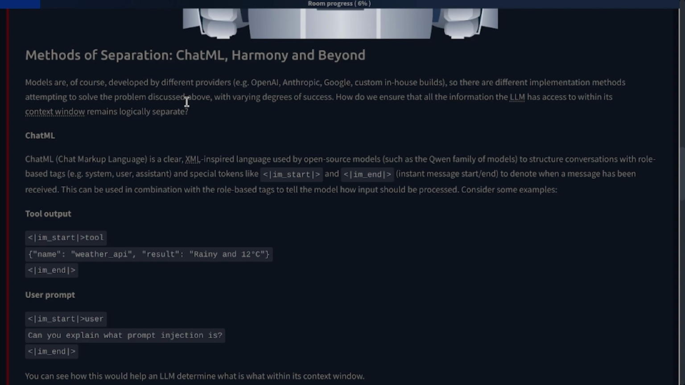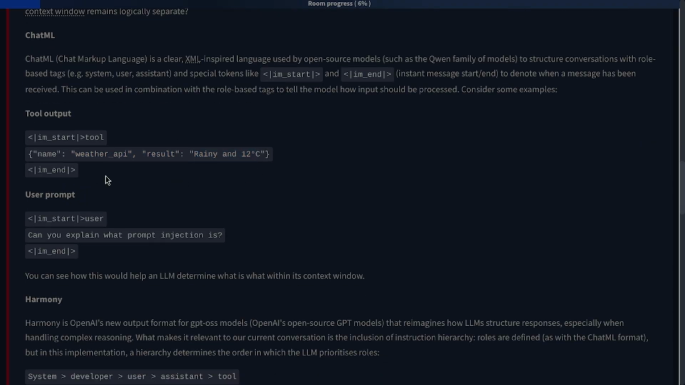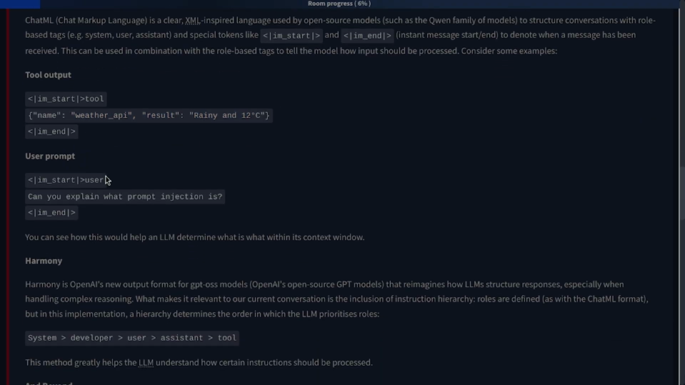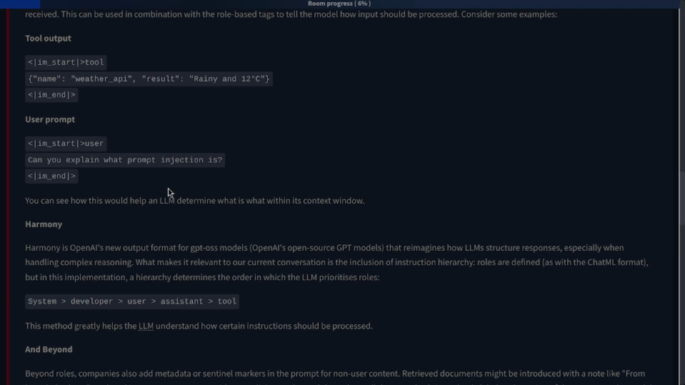And this can be used in combination with the role-based tags to tell the model how input should be processed. Consider an example. The tool output: IM start, then tool, name of weather API, result is rainy and 12 degrees centigrade, and end. And the user prompt is, can you explain to me what prompt injection is? You can see how this would help an LLM determine what is within its context window.